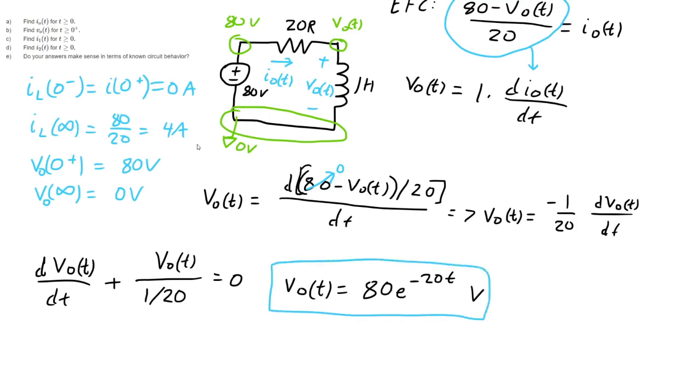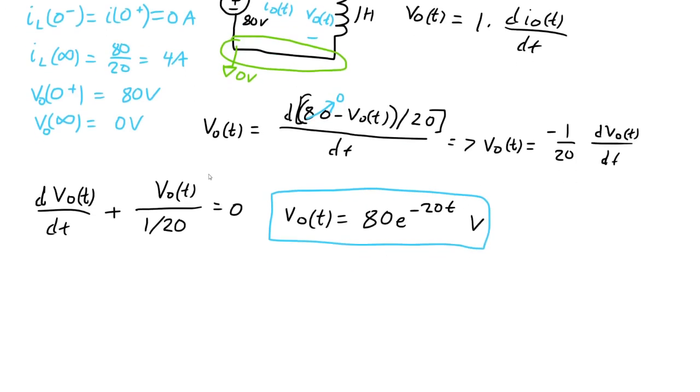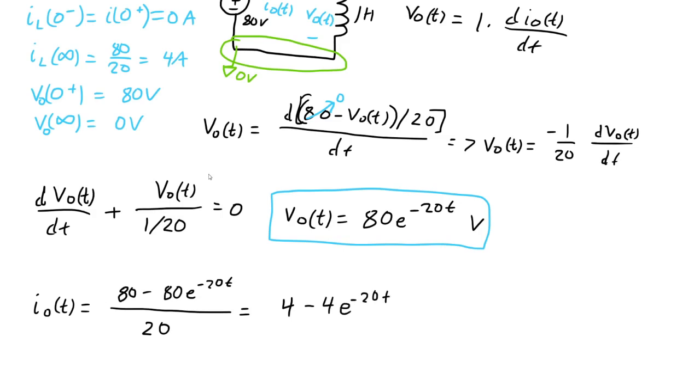Okay, so from this, we can go ahead and plug in v_o(t) into i_o(t) and get the expression for i_o(t). We can also do it by solving the differential equation using the initial and final current, but I'm going to do it this way. So (80 minus 80 e to the minus 20t) divided by 20 equals 4 minus 4 e to the minus 20t amperes.